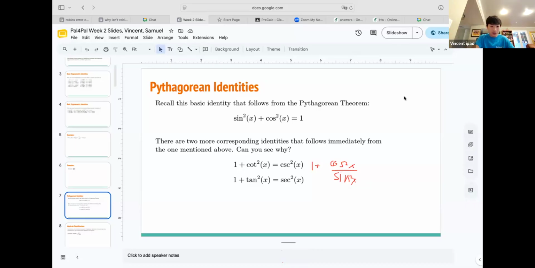Yeah, those follow. From here you just divide by sine squared x for this one and divide by cosine squared x for this one. All right. Cool.